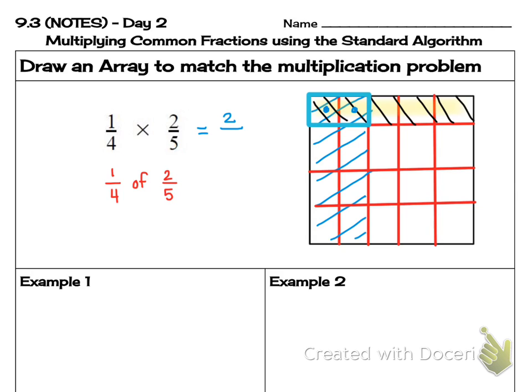equal pieces out of 1, 2, 3, 4, 5, 6, 7, 8, 9, 10, 11, 12, 13, 14, 15, 16, 17, 18, 19, 20. So it is 2 pieces out of 20. I have just taken 2/5 of the whole and broken that 2/5 into fourths and found what one of those fourths would be. Now the answer is 2/20, but we always have to check if we can reduce.